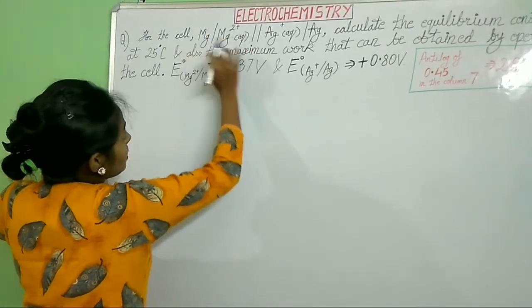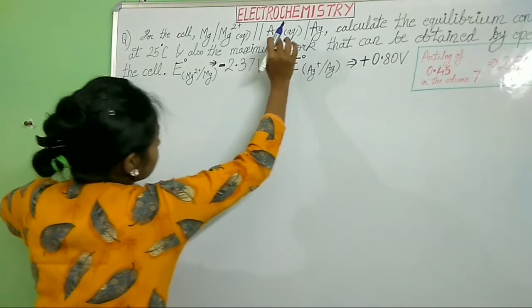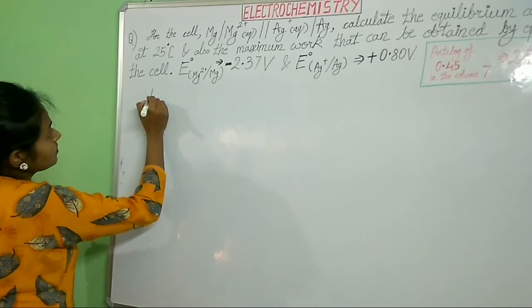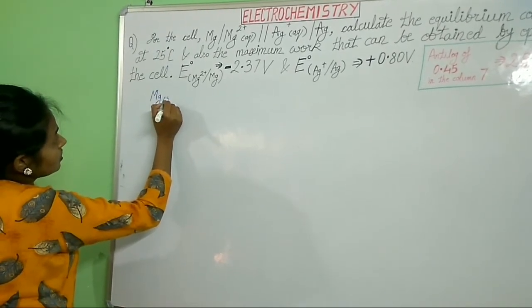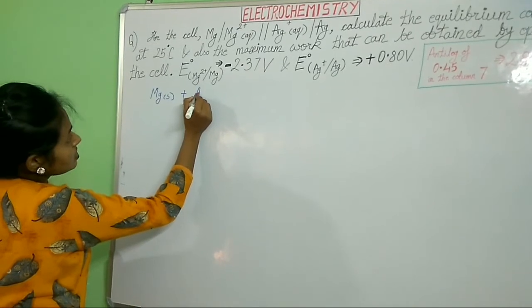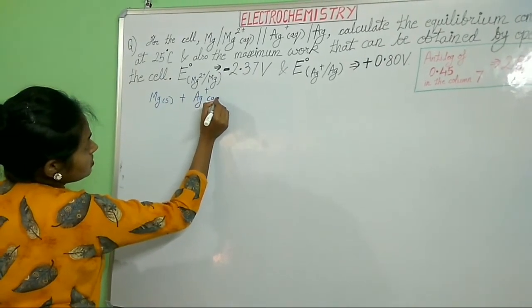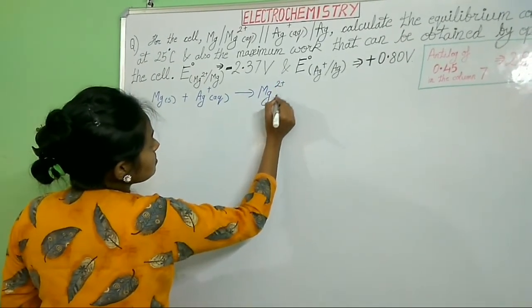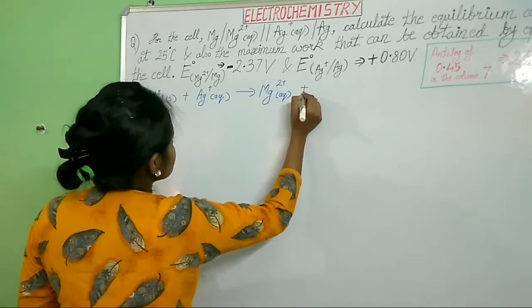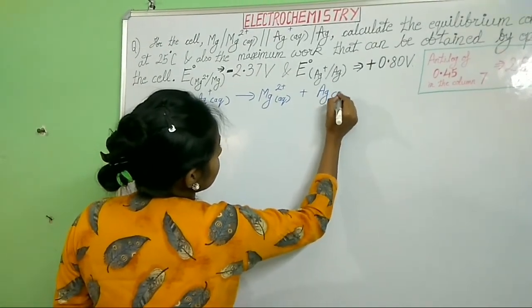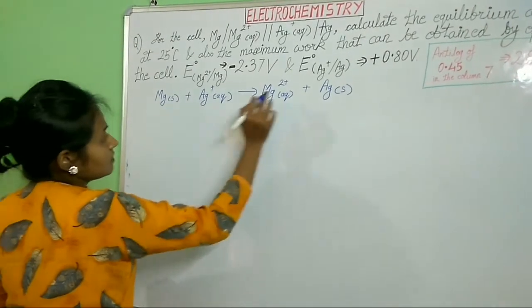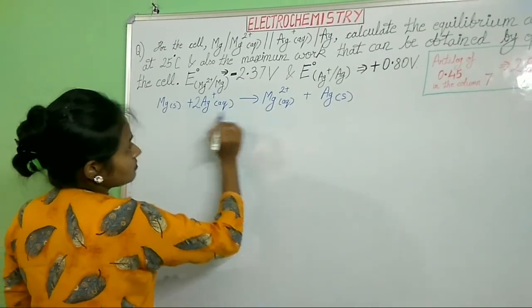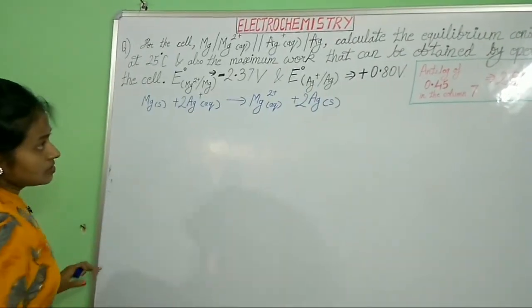Now what is this? This is the anode part, this is the salt bridge, and this is the cathode part, right? So let us first write out the reaction. The reaction involved will be Mg solid plus Ag plus aqueous will give Mg2 plus aqueous plus Ag solid. Here Mg is giving out 2 electrons, so Ag plus will also take 2 electrons, so let us balance it. This is the cell reaction.